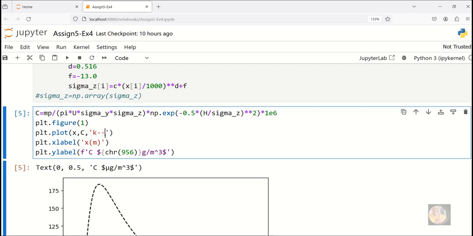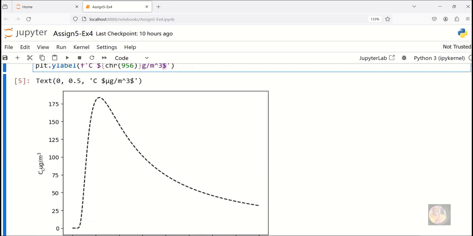In dashed black, I prefer this. For the label, x is in meter, and for the concentration, I'm using char 956 just to make the mu appear. Between dollar signs, just to make the cubic meter an exponent, I'm using LaTeX. I could change this, I can use slash mu and it works. So when you run it, your results will be like this, microgram per cubic meter.